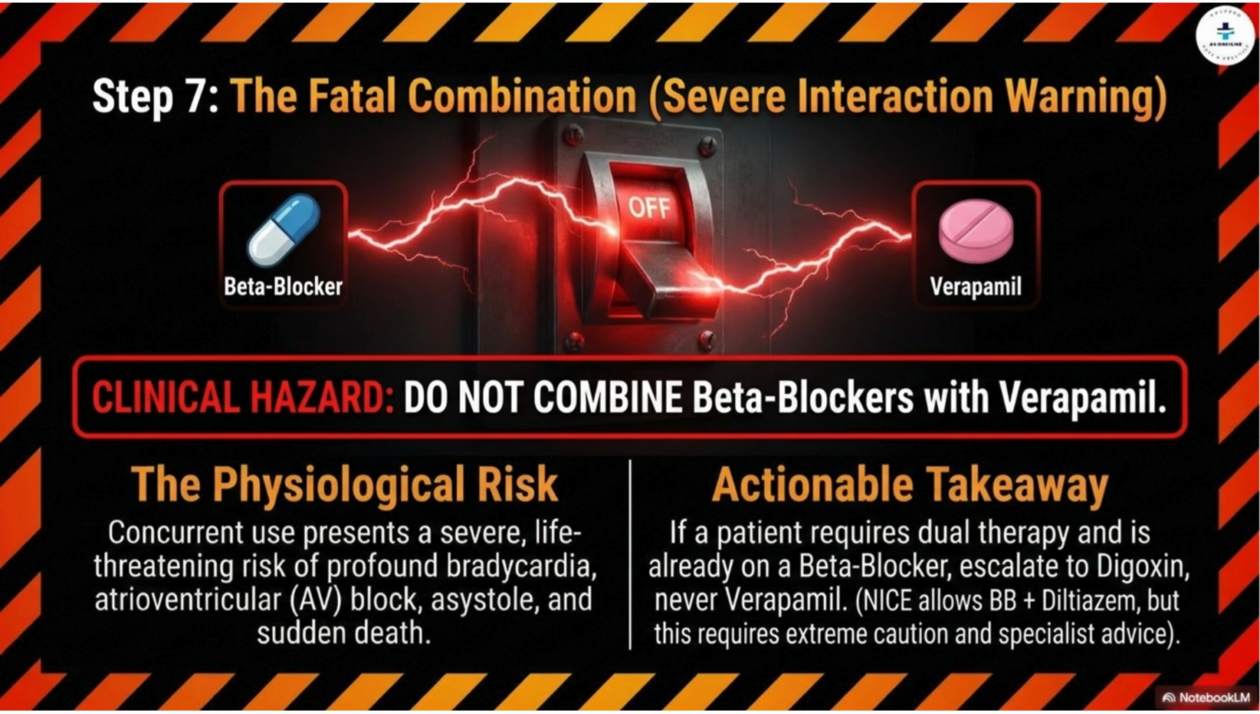This section highlights a dangerous drug combination that must be avoided. Avoid beta blockers plus verapamil. Both are rate limiting. This can cause severe bradycardia or heart block. If combination therapy is needed, safer options are beta blocker plus digoxin or diltiazem plus digoxin.